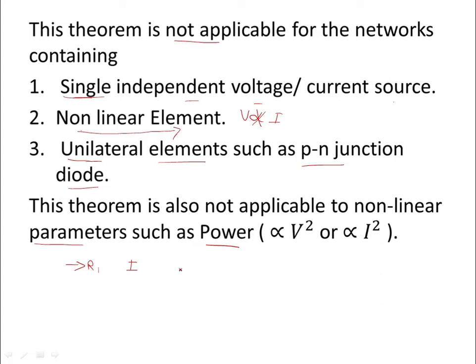Through this theorem you can find voltage also, but you cannot find the power because it is non-linear, as power is proportional to square of voltage and square of current. So when you have to find the power, first we find the voltage or the current, and then from the voltage and current we find the power. But we don't apply this theorem directly to find the power.